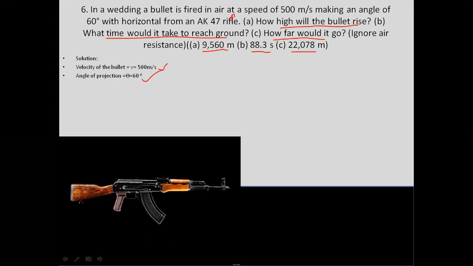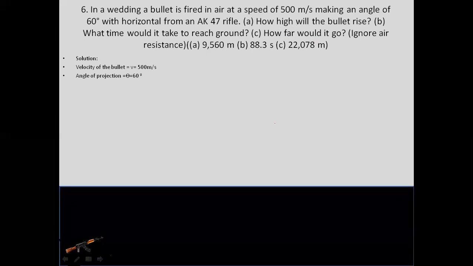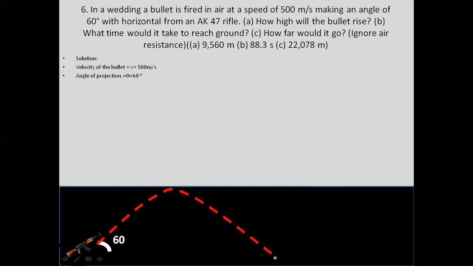Now this is an AK-47. This is a rifle, the rifle we are talking about. So we have to use this rifle, and this rifle makes an angle of 60 degrees with the horizontal. Here's the 60 degrees, and here's the bullet. When it is fired, we have to calculate three things: how far it goes, how high it goes, and what the time is. This is the trajectory of that projectile.